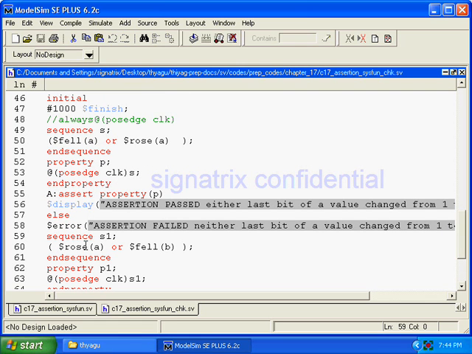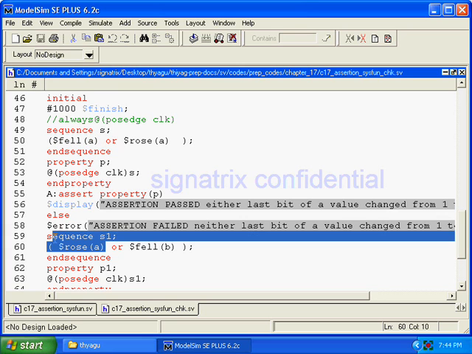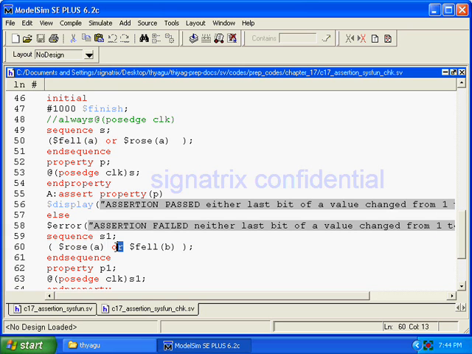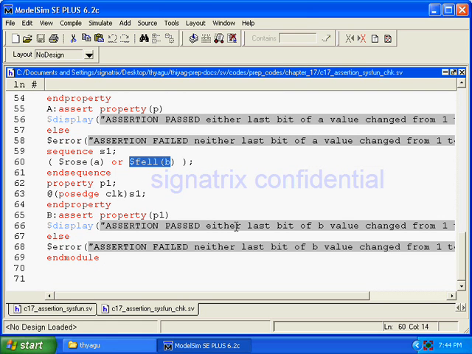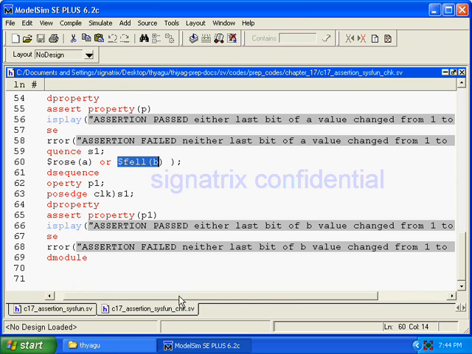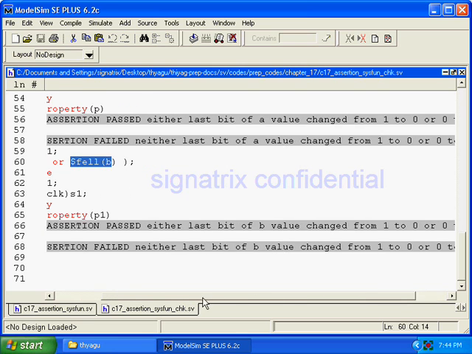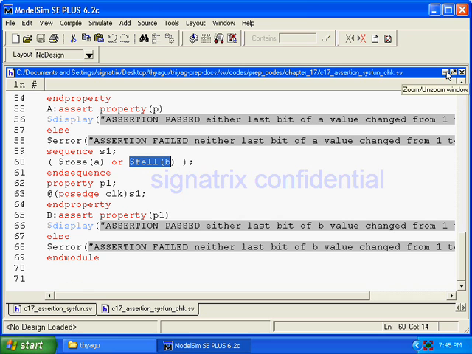What is the difference between these two things? Here, first $fell of A should occur. Here $rose of A should occur. We are using the same OR operator. Here $rose of A, here $fell of B. Now the assertion is passed: either last bit of B changes from 1 to 0 or 0 to 1. Now we are going to compile and run this one.